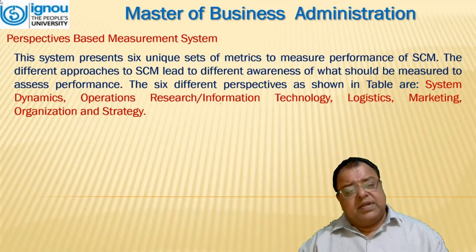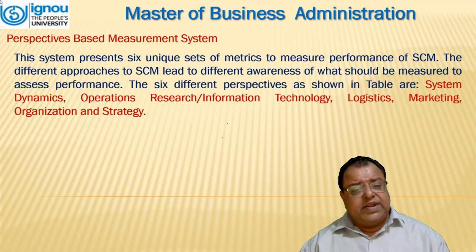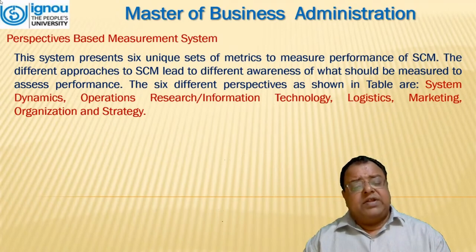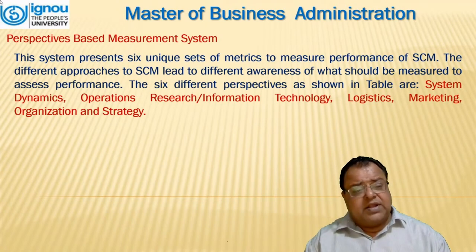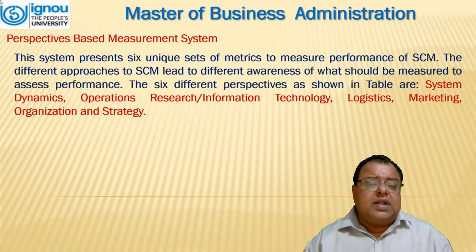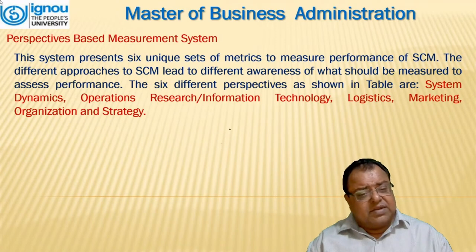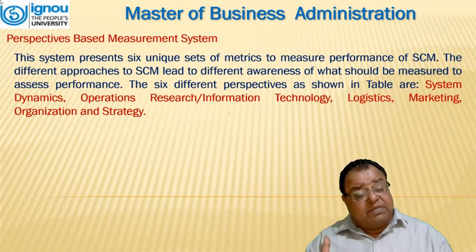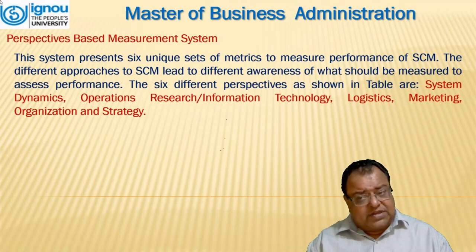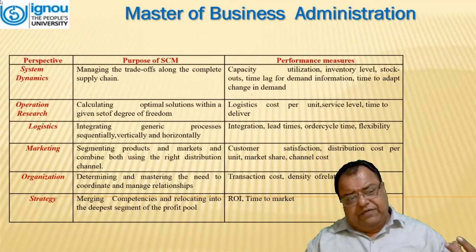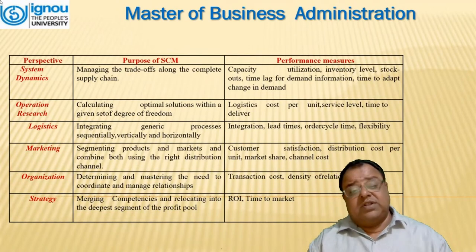Perspective-based measurement system. This system presents six unique sets of metrics to measure performance of supply chain. The different approaches to supply chain lead to different awareness of what should be measured to assess performance. The six different perspectives are system dynamics, operation research, information technology, logistics, marketing, organization, and strategy. If we talk about system dynamics, what is the purpose of SCM?